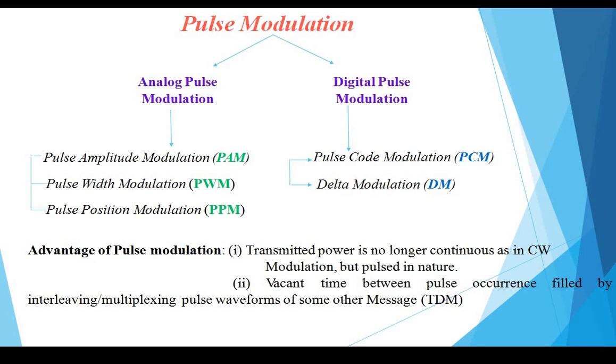So this is the second advantage of pulse modulation schemes. One is that power is reduced, and what about the vacant time? It doesn't waste any time; it completely uses the time. So these are the two advantages that you have in the pulse modulation schemes.